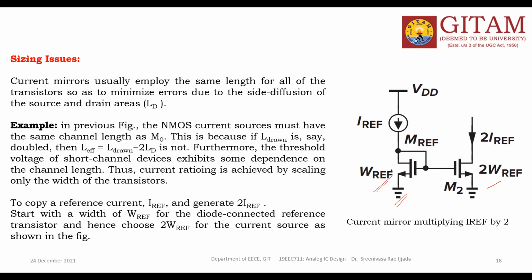Because we already know the formula: suppose here is I out. I out is equal to I reference multiplied by W by L of 2 over W by L of 1. But I told you, forget about the length. Then it is W2 by W1. What is W2? Two times W1. So 2 W1 by W1, what is the answer? Got my point or not? So this is the way you can generate double the I reference.